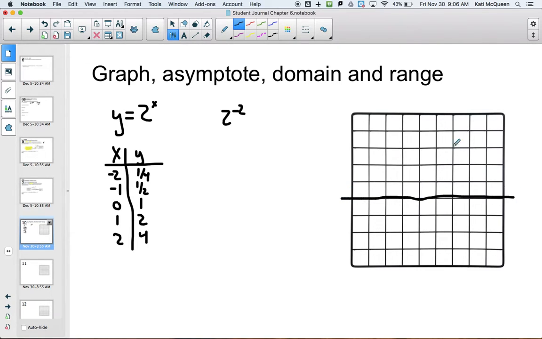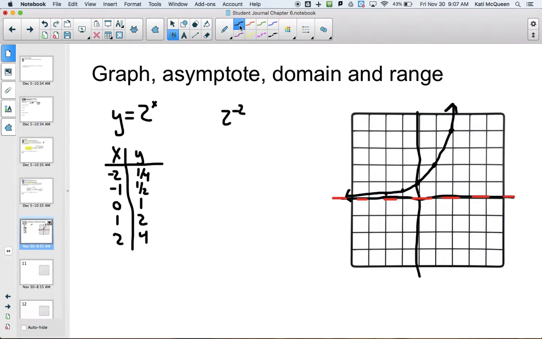So let's go ahead and plot those. Okay, so I've got -2, 1/4, so really tiny, -1, 1/2, 0, 1, 1, 2, and 2, 4. So notice this starts off really slow and then grows much, much faster. So I have these points here. So I also want to make sure I draw in my asymptote. Sometimes I like to use a different color, so just a dashed line to show that my function is approaching the x-axis but never actually touches it.